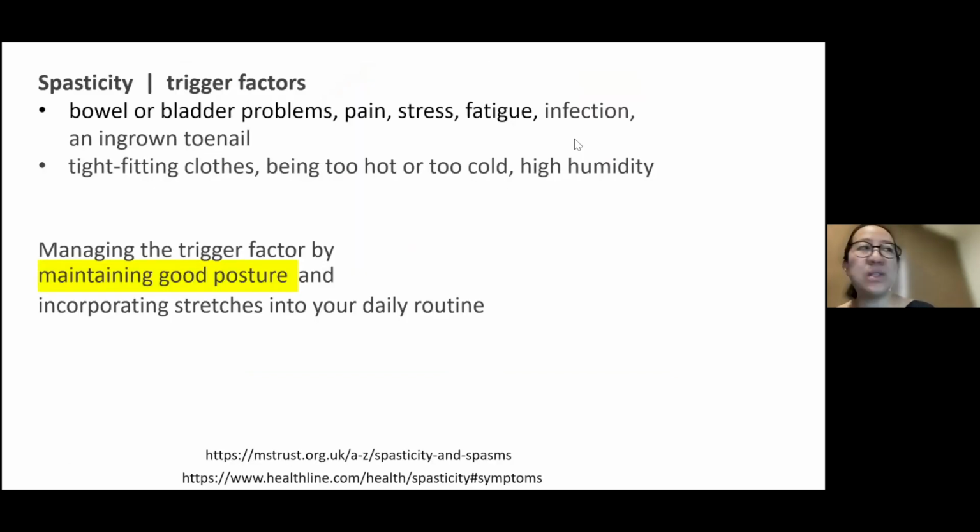Okay, so boost posture, and make sure there are other factors involved, like whether they want to go to the washroom or not. Is there any pain, stress, fatigue, infection, or some problem like an ingrown toenail, which would also increase the spasticity. Clothes that are too tight, or being too cold, too hot, or high humidity, all these combined will trigger the spasticity as well. So we have to reduce all this while also maintaining a good posture.